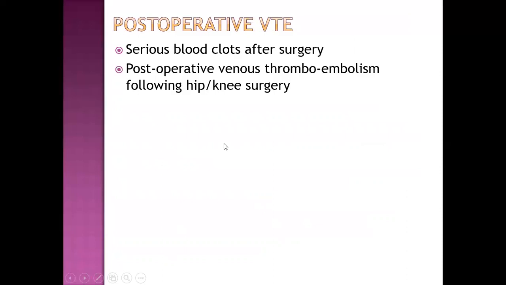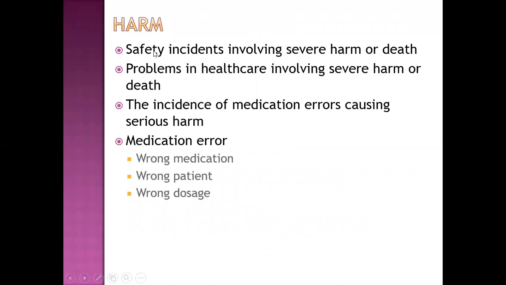Then post-operative venous thromboembolism indicators include serious blood clots after surgery, post-operative venous thromboembolism following hip and knee surgery, and we have also seen mortality following venous thromboembolism in our mortality indicators. Then harm. These include safety incidents involving severe harm or death, problems in healthcare involving severe harm or death, incidents of medication error causing serious harm. Medication errors include wrong medication, wrong patient, wrong dosage.